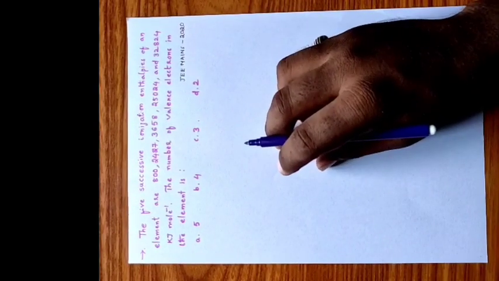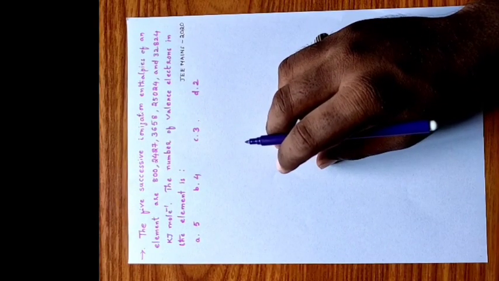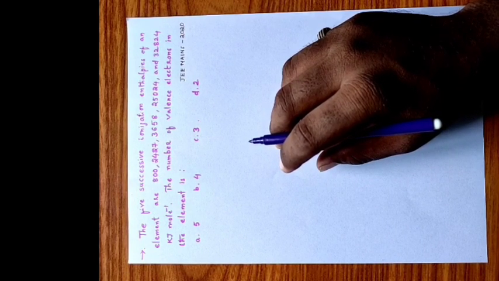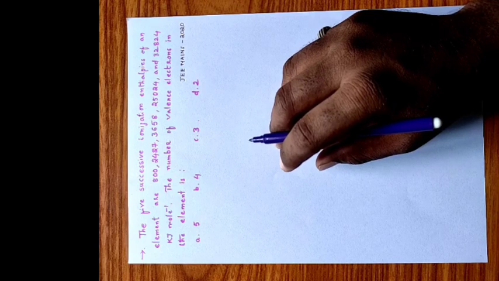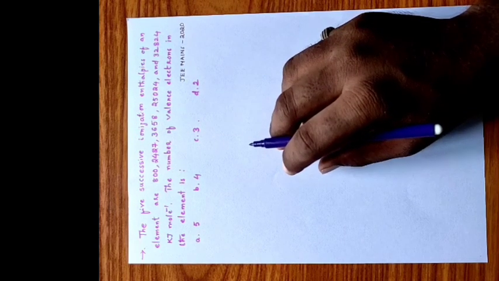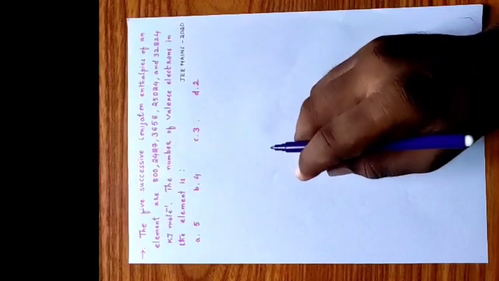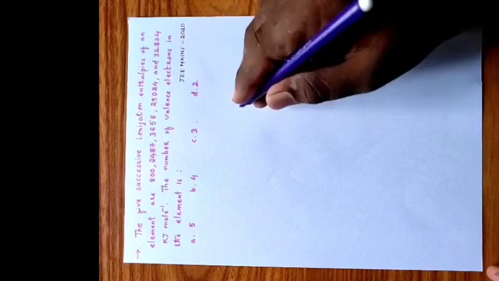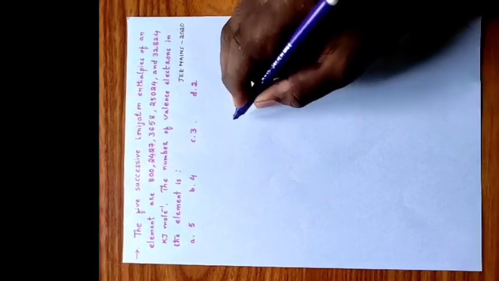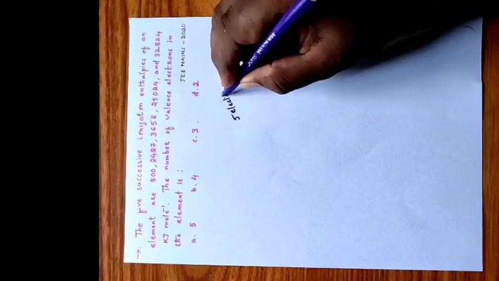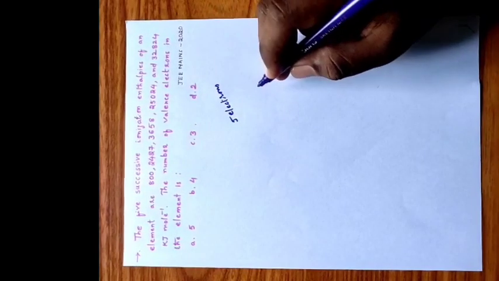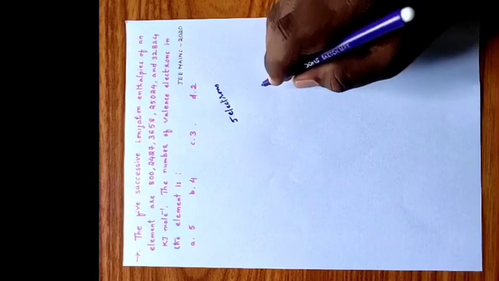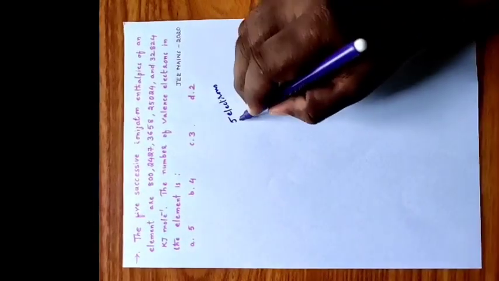The 5 successive ionization enthalpies of an element are 800, 2427, 3658, 25024 and 32824 kilojoule per mole. To understand this question, we need to know the arrangement of electrons inside the element. Here it's very clear, 5 ionization enthalpies they have given, and we need to identify the number of valence electrons in the element. So how to identify this?